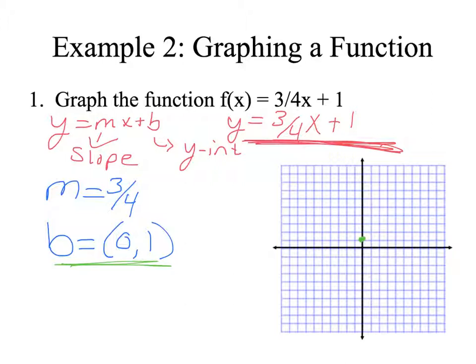Now my slope is my directions. The 3 on the top tells me to go up 3 boxes. 1, 2, 3. The 4, because the 4 is positive, it's telling me to go right 4 boxes. 1, 2, 3, 4 to right there. And put a dot. Now we're going to follow the directions again. Up 3, over 4. Put a dot. Connect the dots, draw a line. And there you go, you have it graphed out.